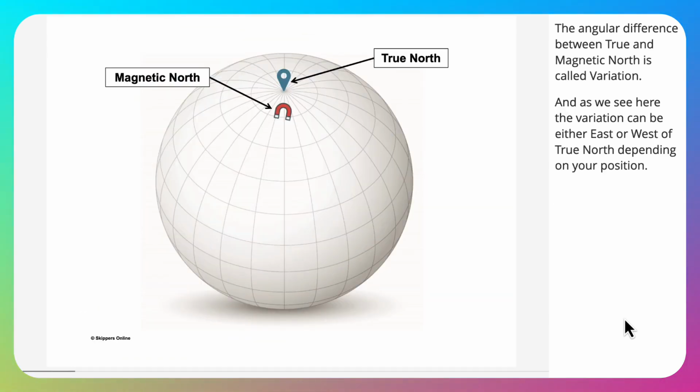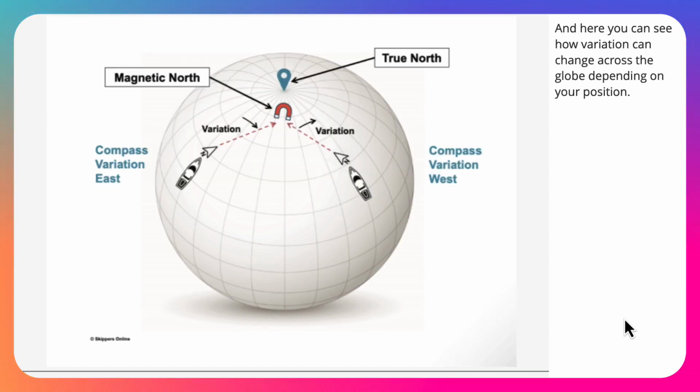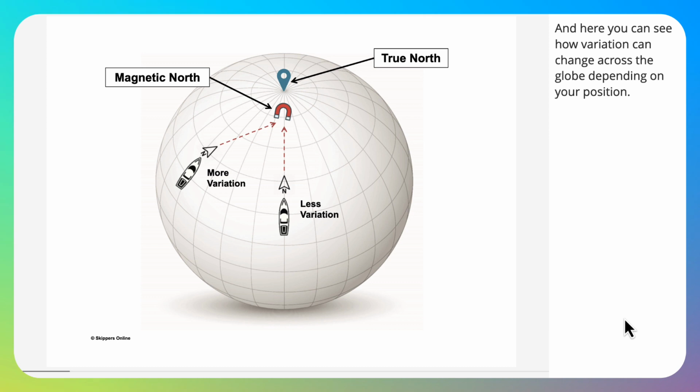The angular difference between true and magnetic north is called variation. And as we see here, the variation can be either east or west of true north, depending on your position. And here you can see how variation can change across the globe depending on your position.